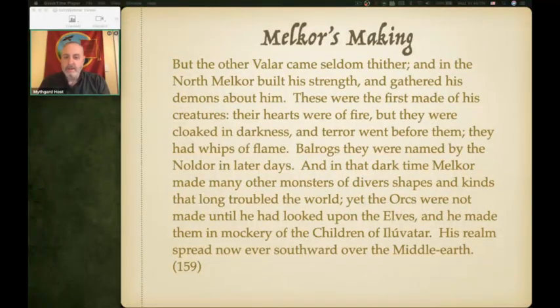Hearts of fire, cloak of darkness, terror, whips of flame, right? Your basic Balrog ingredients. Naturally, because that's what the Balrog in the Lord of the Rings looks like, right? So we've got that pretty well set now. The cloak of darkness, which everyone is going to mistake for wings, because of what has turned out in retrospect to be the unfortunate metaphor of the wings.